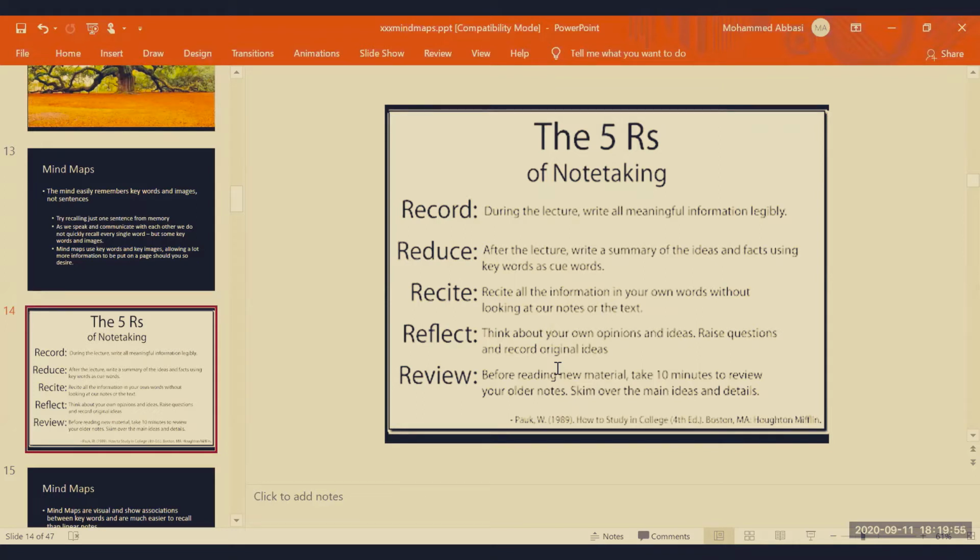So you're taking less time writing the stuff down. You're just drawing the stuff. As you're drawing the stuff, you're implanting it in your head. And you are thinking, you're recording, reducing information, you're reciting it in your head, you're reflecting on it, and then you're reviewing it.